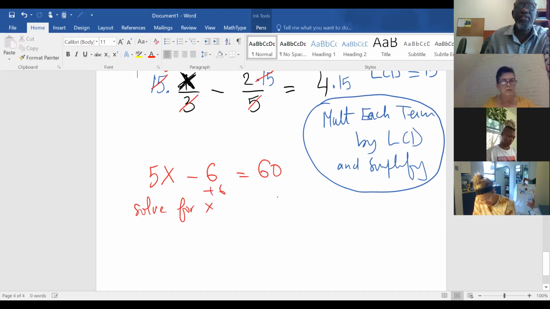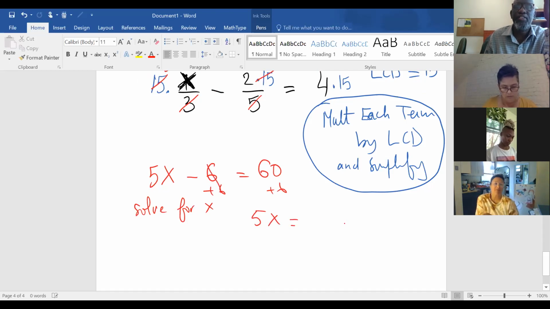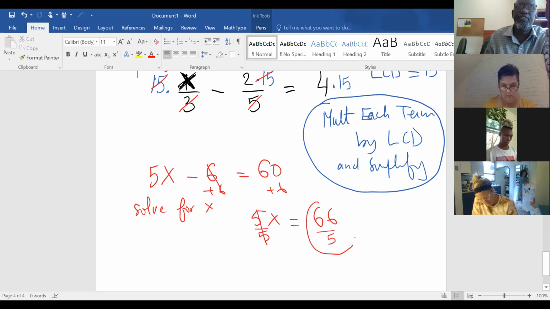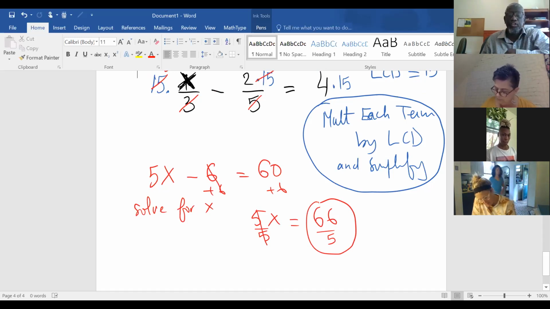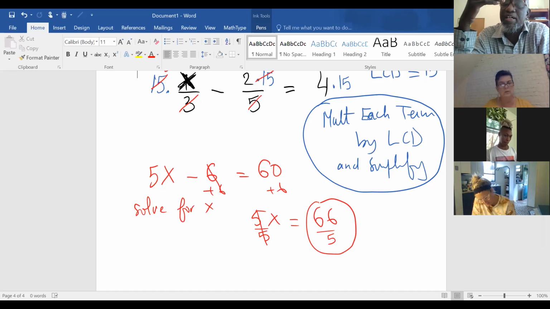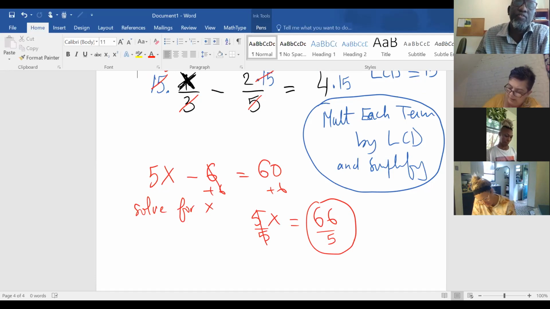So we add 6, we get 5x is equal to 66. And we divide by 5, so we get x equal to 66 over 5. Multiplying by the LCD will be one of the easiest ways to do this stuff.